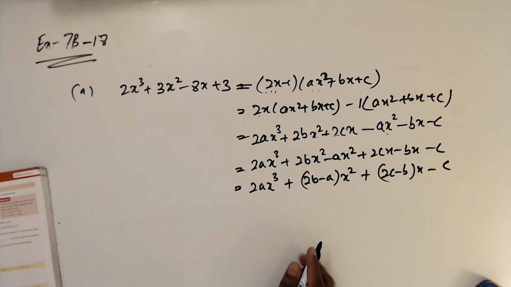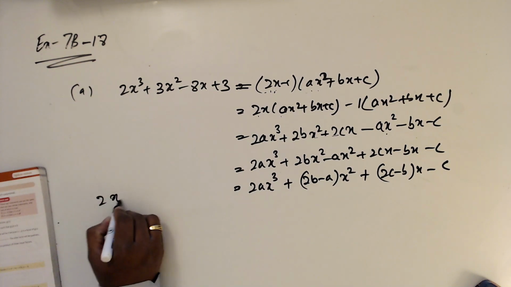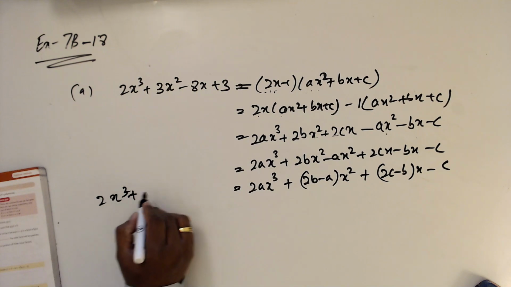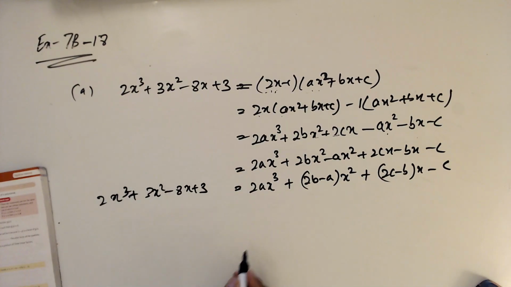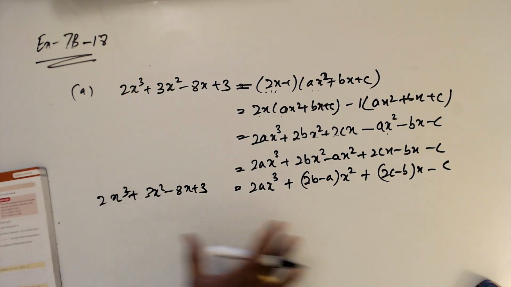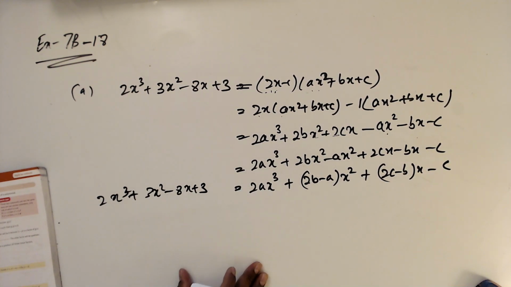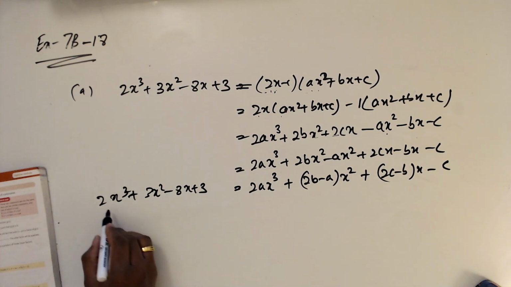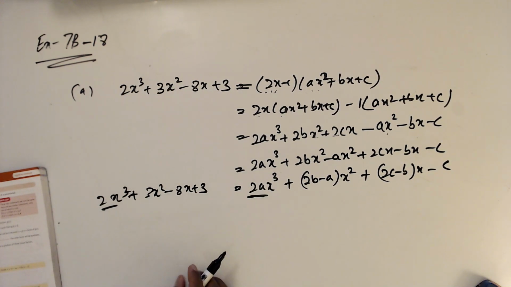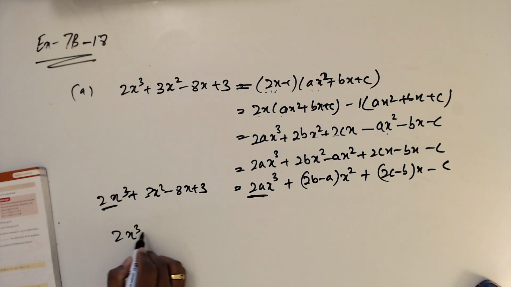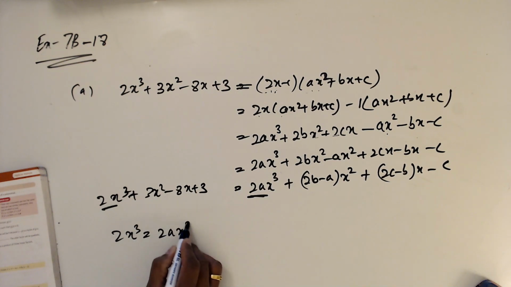Now I'll rewrite here 2x cube plus 3x square minus 8x plus 3. If this expression and this expression are equal, then for that to happen, this part and this part have to be separately equal. It means 2x cube and 2ax cube should be equal.